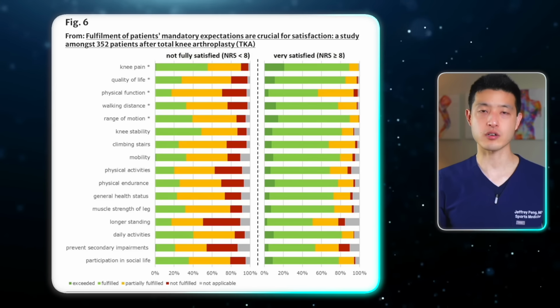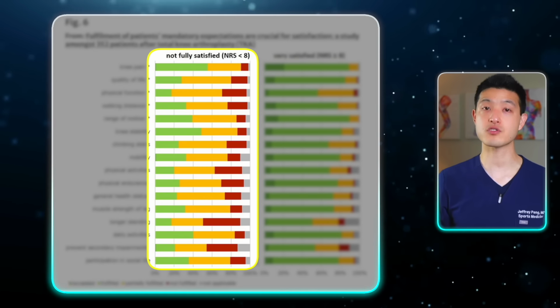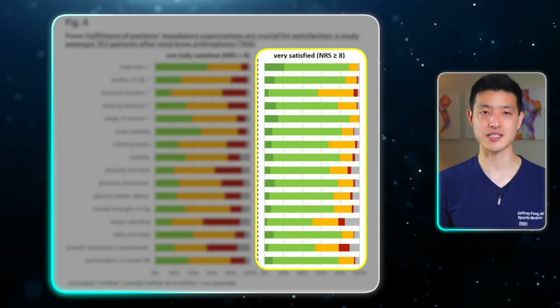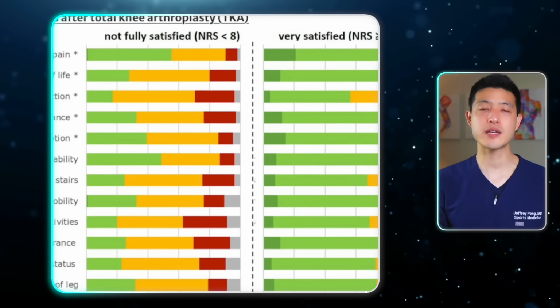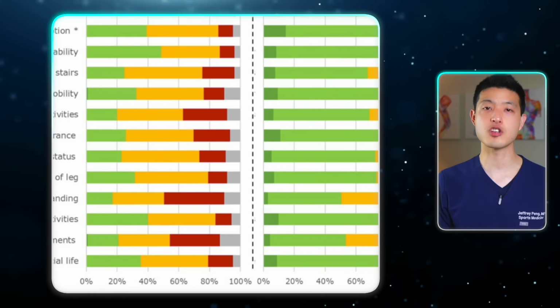Take a look at this chart. The left column shows patients who were not fully satisfied with their surgery, while the right column shows patients who report being very satisfied. Pay close attention to where the red bars are located. These are what people marked as expectations not fulfilled.